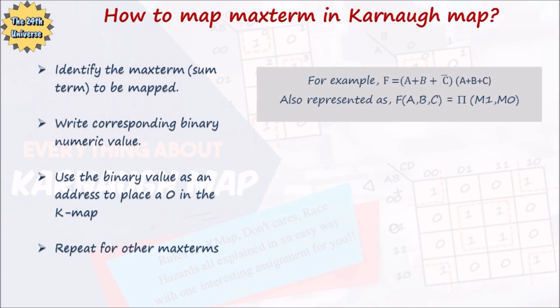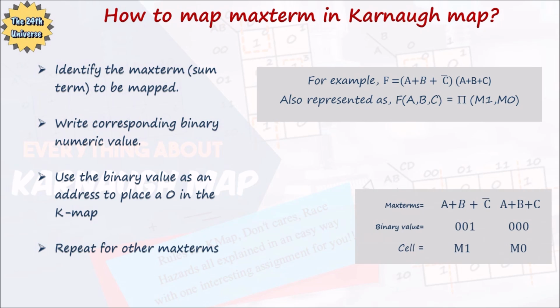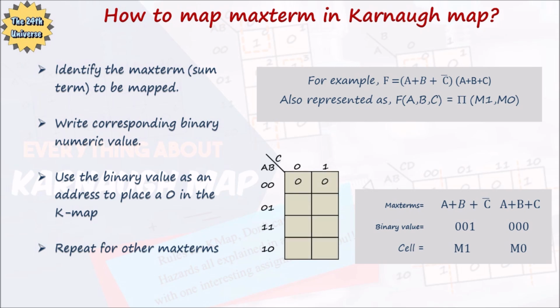The sum term to be mapped is F equals (A + B + C bar)(A + B + C). The two maxterms are A + B + C bar and A + B + C. So the corresponding binary values are 001 and 000, and so we put a 0 in the cells 001 and 000 in the Karnaugh map like this.